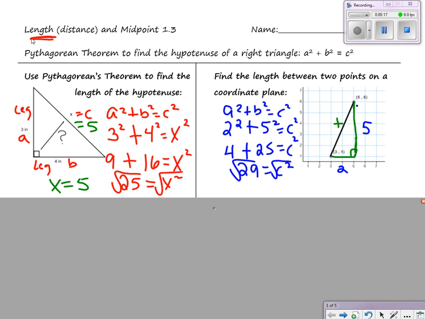Anytime you have a decimal, in our class we really want to round to the nearest tenth. So this 5.38 is going to really be 5.4. Okay? So C is going to be 5.4. We just have to check to make sure that the hypotenuse here is longer than our legs, and it is.